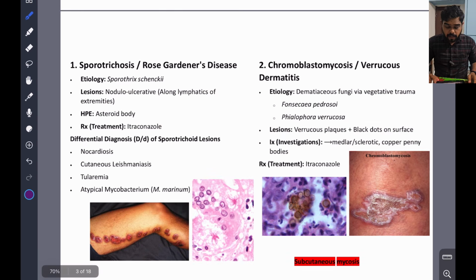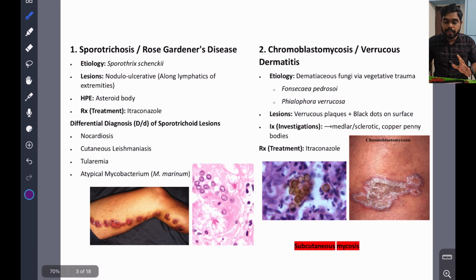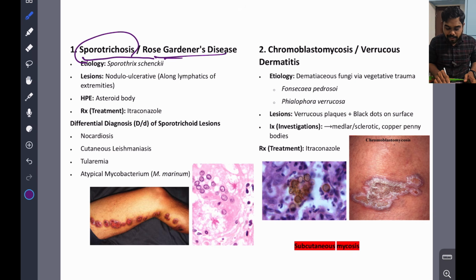Okay, so first I am discussing the subcutaneous mycosis. There will be some hints in the question, so we will discuss directly about those two. Sporotrichosis, also known as rose gardener's disease. A gardener, it is an implantation mycosis. He got some thorn prick. So there is a history clincher. There will be some words like that.